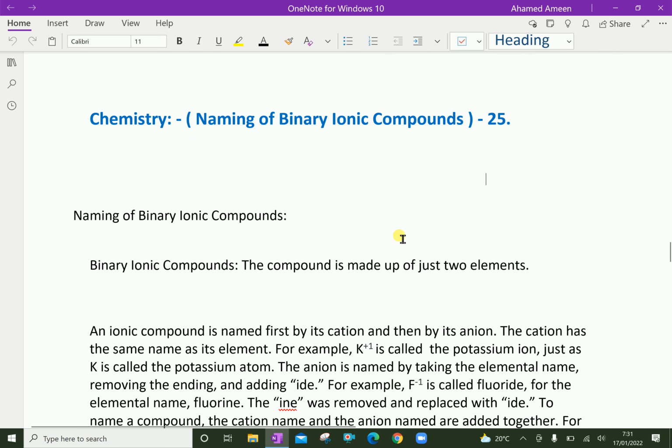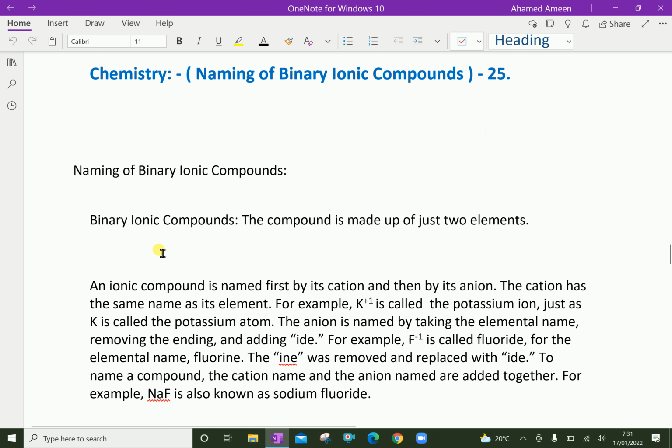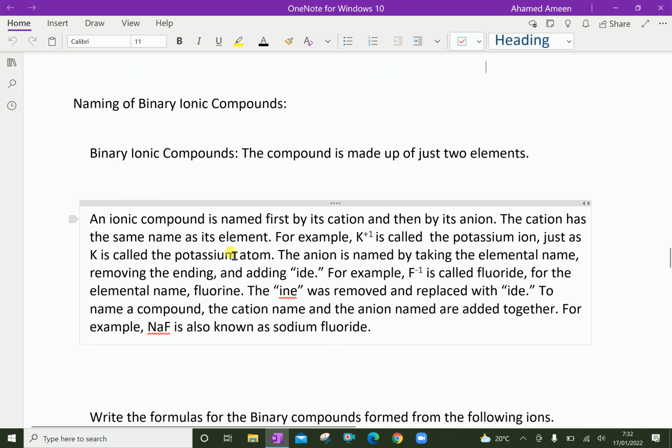What is a binary ionic compound? A binary ionic compound is made up of just two elements, for example, sodium chloride. An ionic compound is named first by its cation and then by its anion. The cation has the same name as the element. For example, K+ is called the potassium ion, just as K is called the potassium atom.